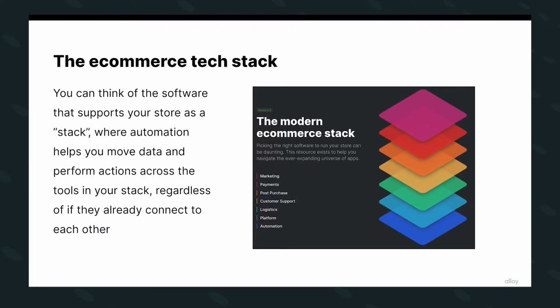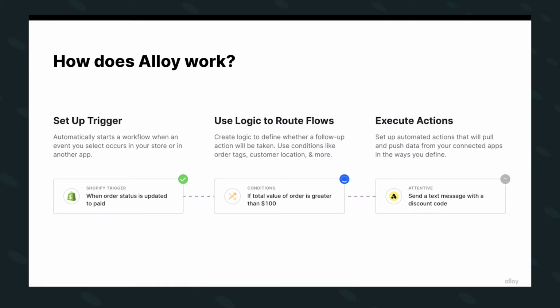And so we like to think about the stack because it's important to have all of your tools in place and think about it critically before you start automating, because automation requires data from different sources. And so how Alloy works with your stack is we can set up a trigger from any of these apps that we connect to, and then use logic to route, say, different flows depending on the data that comes in from the trigger app, and then execute actions in other apps. So there's just three components to what we call Alloy workflows. I'll go into terminology so that this makes more sense.